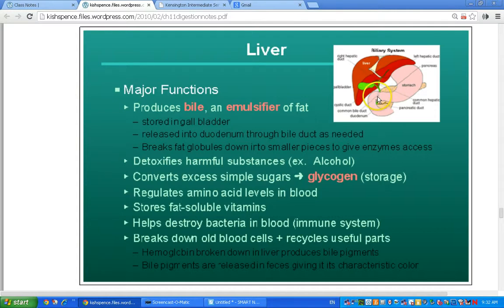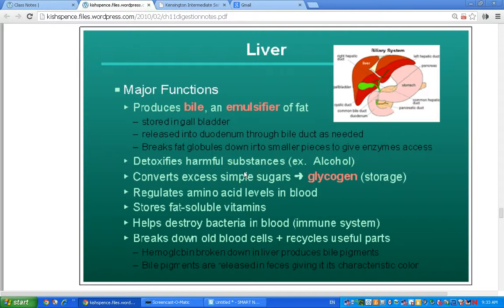Okay, so it's released into the duodenum, the first part of the small intestine, through the bile duct as it's needed. Its job is to break the great big globules of fat down into smaller pieces, so individual fat molecules instead of them all being stuck. Remember, fats don't really like water. Think of oil and water, they all stick together. So it breaks them apart so that the lipases, the enzymes, can get at them.